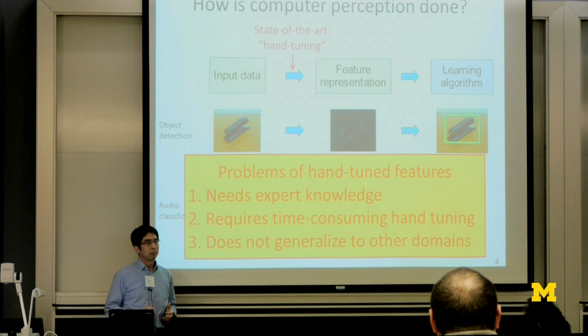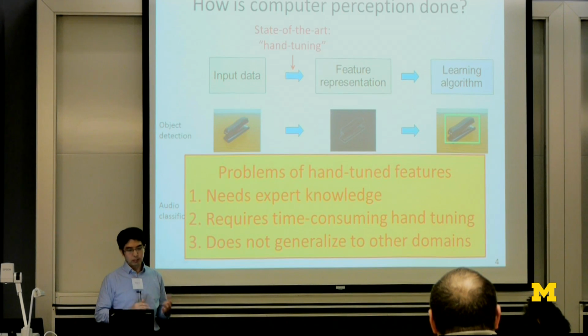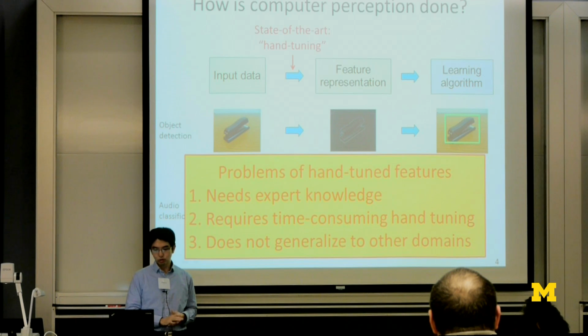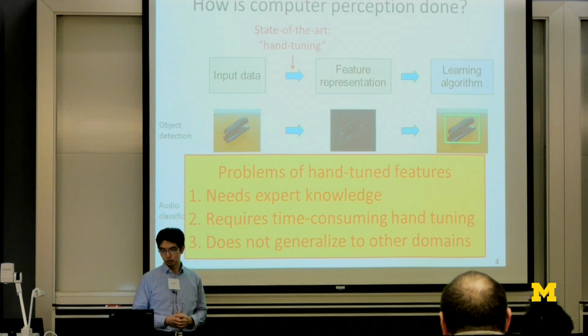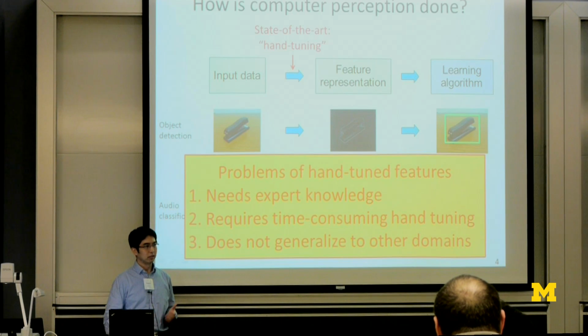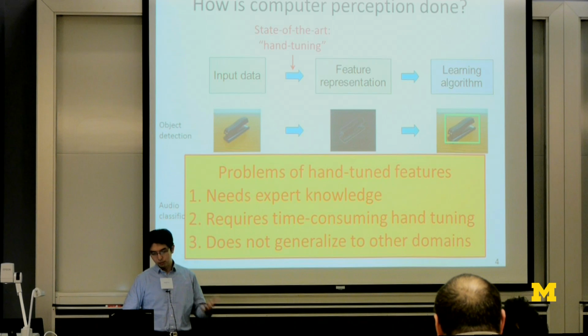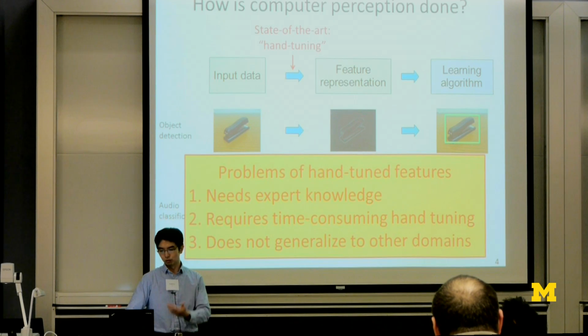The problem with these types of features is that, first, they require domain expert knowledge, and also they are time-consuming. It's quite painful to tweak these parameters to find good features. And also they don't generalize, meaning that good image or video features will not generalize to good audio features.